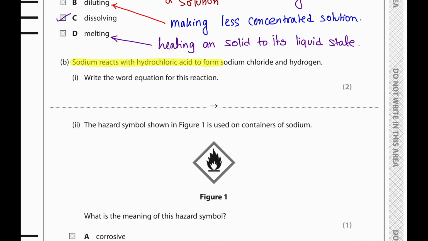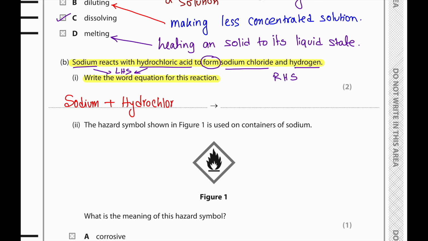Sodium reacts with hydrochloric acid to form sodium chloride and hydrogen. Write the word equation for this reaction. So to write a word equation, always focus on the reactants. Those that are reacting must be on the left hand side. And after the word formation means the product that is forming will be on the right hand side. Sodium plus hydrochloric acid produces sodium chloride plus hydrogen.